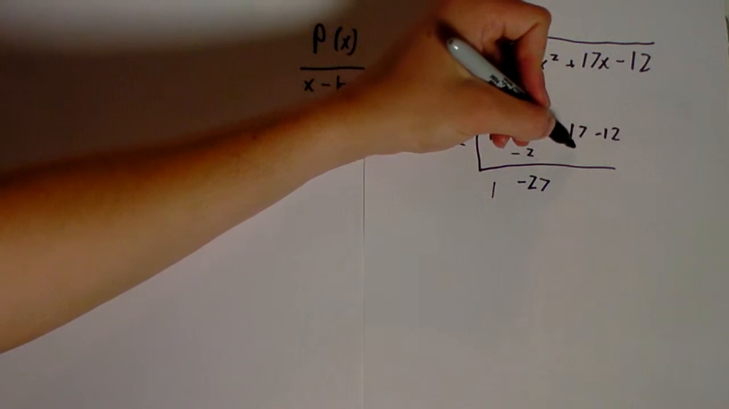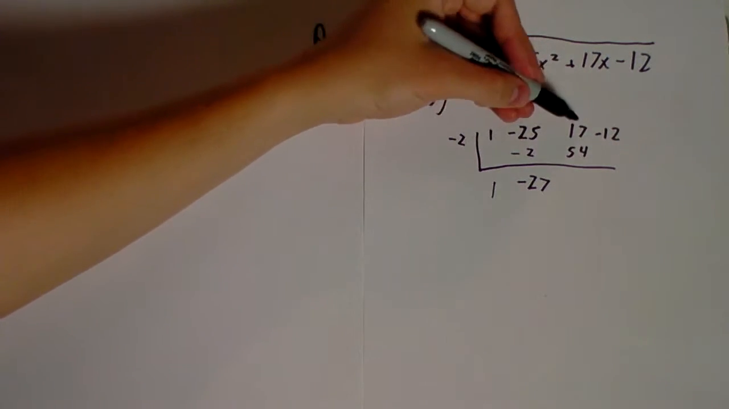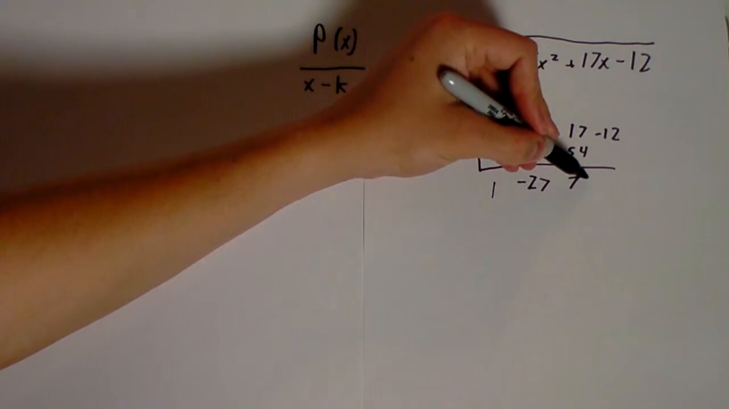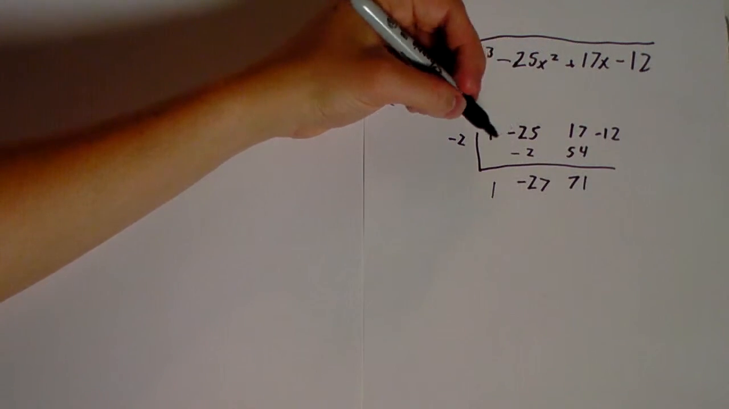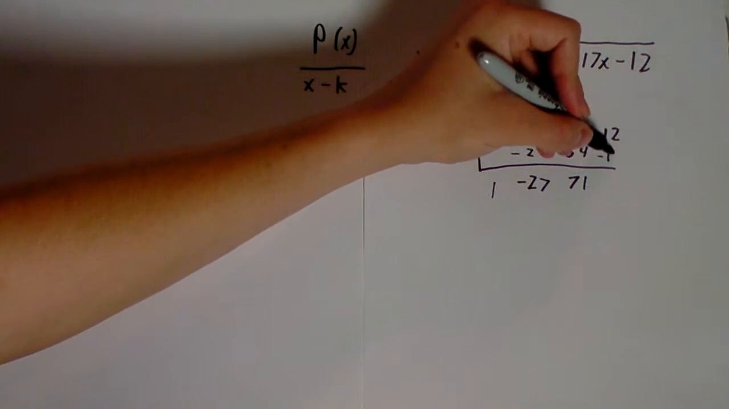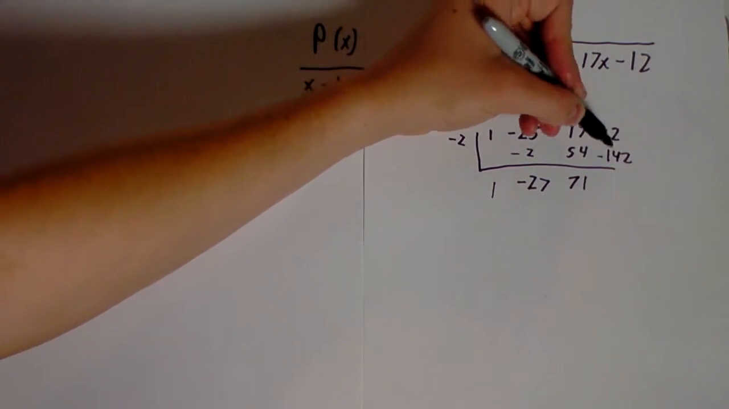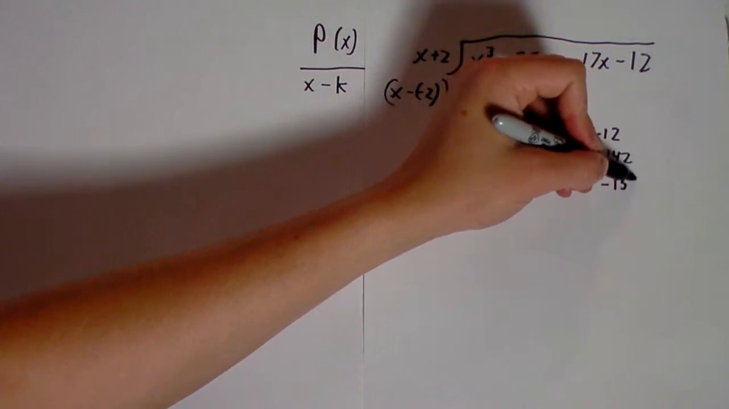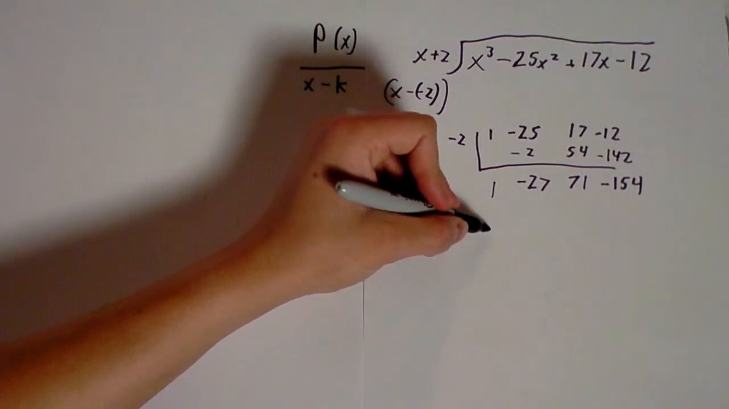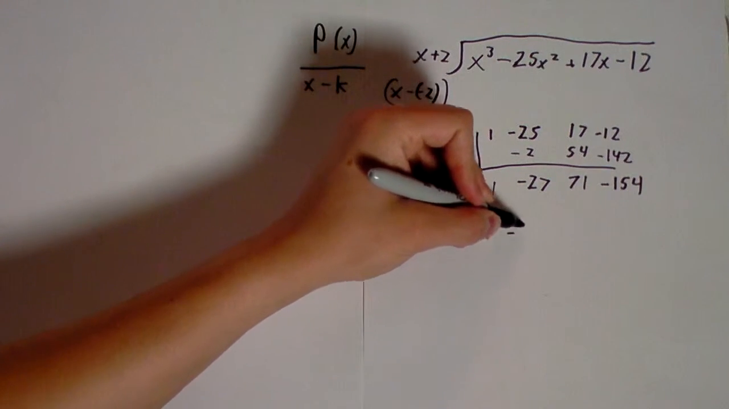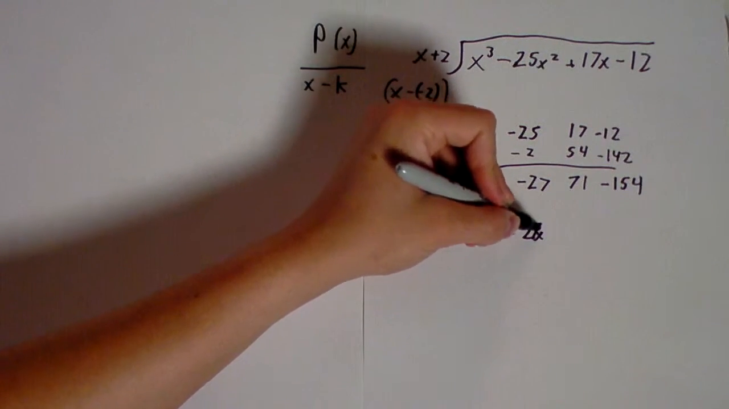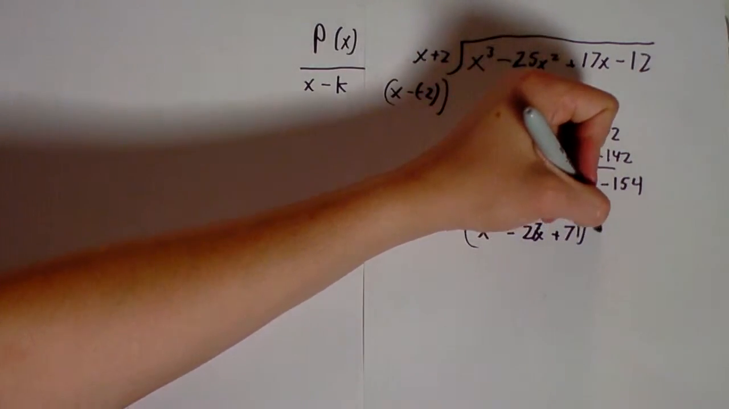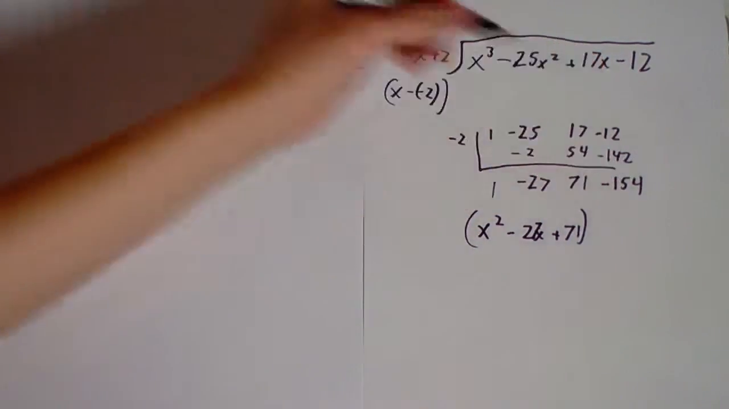Multiply that by negative 2 and we get 54. 17 plus 54 is going to be 71. Multiply that by negative 2 and we get negative 142. Add that to negative 12 and we get negative 154. Alright, so we've got our quotient, which is x squared minus 27x plus 71. And then we've got our remainder, which is negative 154.